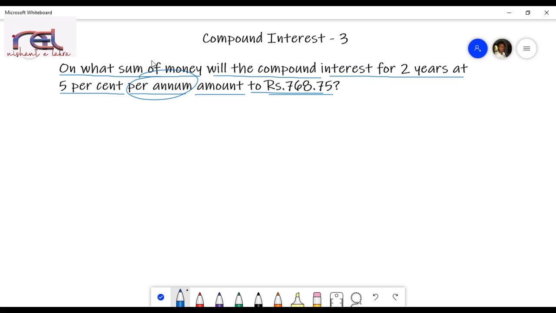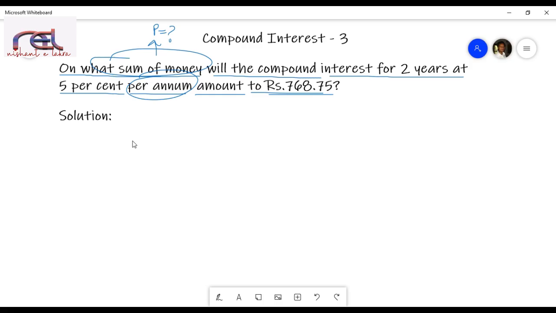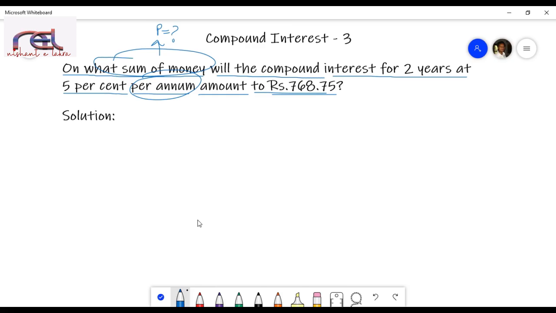So what do we have to find here? On what sum of money? That is the principal. So it's very clear that we have to find the principal. Okay, let us see how to solve this problem. And before solving this problem, let me also tell you that this rupees 768.75 is the compound interest.